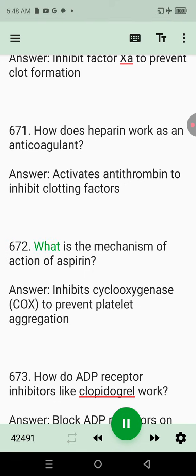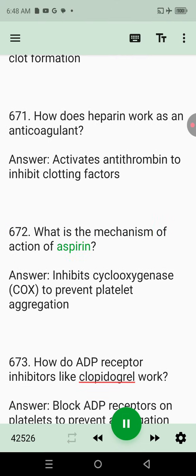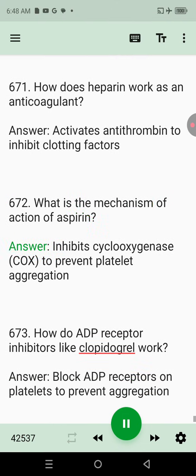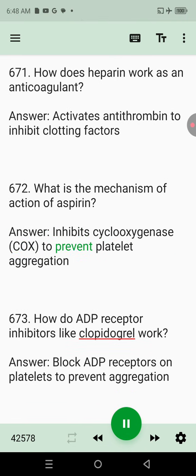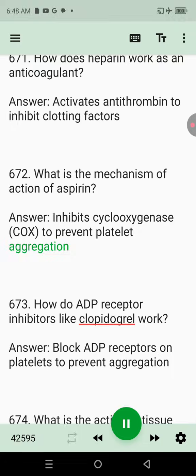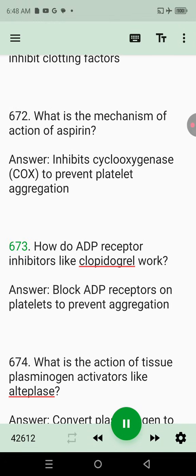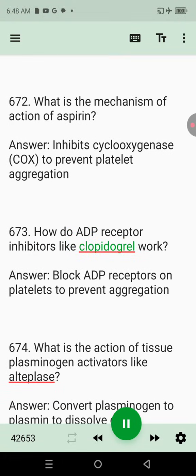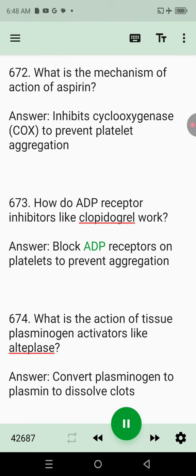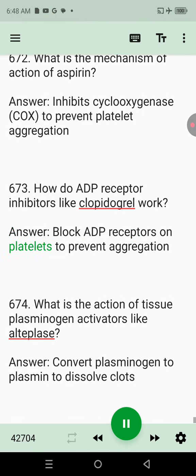672. What is the mechanism of action of aspirin? Answer. Inhibits cyclooxygenase COX to prevent platelet aggregation. 673. How do ADP receptor inhibitors like clopidogrel work? Answer. Block ADP receptors on platelets to prevent aggregation.